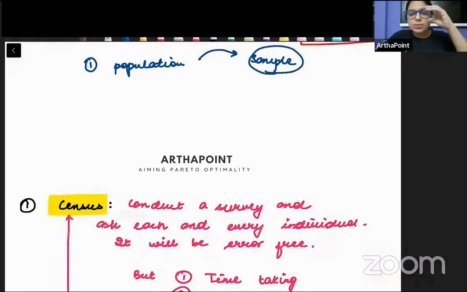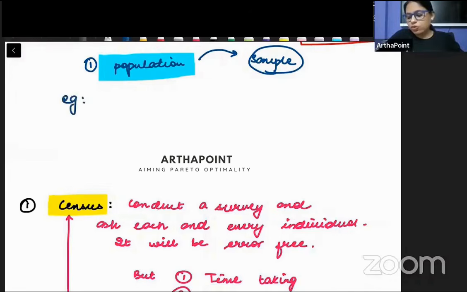So suppose someone actually goes and collects the entire data of the population. For example, let's say I want to research the income of people in India. I want to know what the income of people is on average.